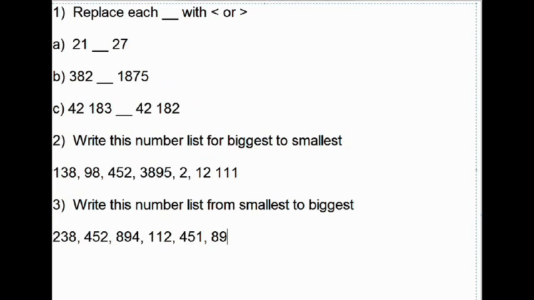So to finish off our lesson on comparing and ordering numbers, I'm going to ask you to answer a couple of questions here. So in question number 1, you're replacing each blank with those two mathematical symbols. So remember that first symbol means less than, and the second symbol means greater than. For question number 2, write that number list. So just rewrite that number list, but from biggest to smallest. So in other words, starting with the biggest number, working your way down to the smallest number. And finally, number 3, write that number list, but this time from smallest to biggest. So starting with the smallest number that's there, working your way up to the biggest number that's there.